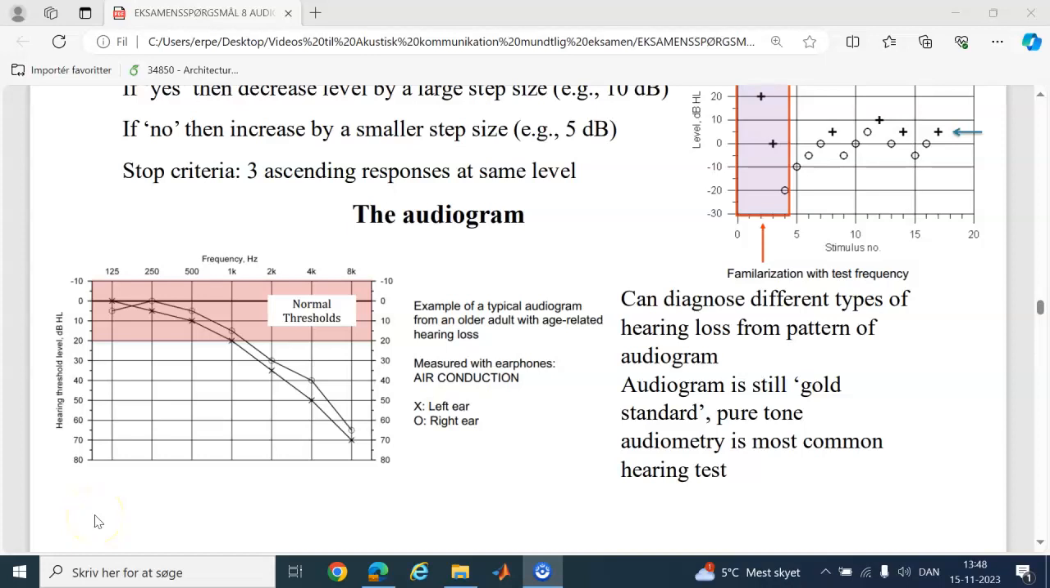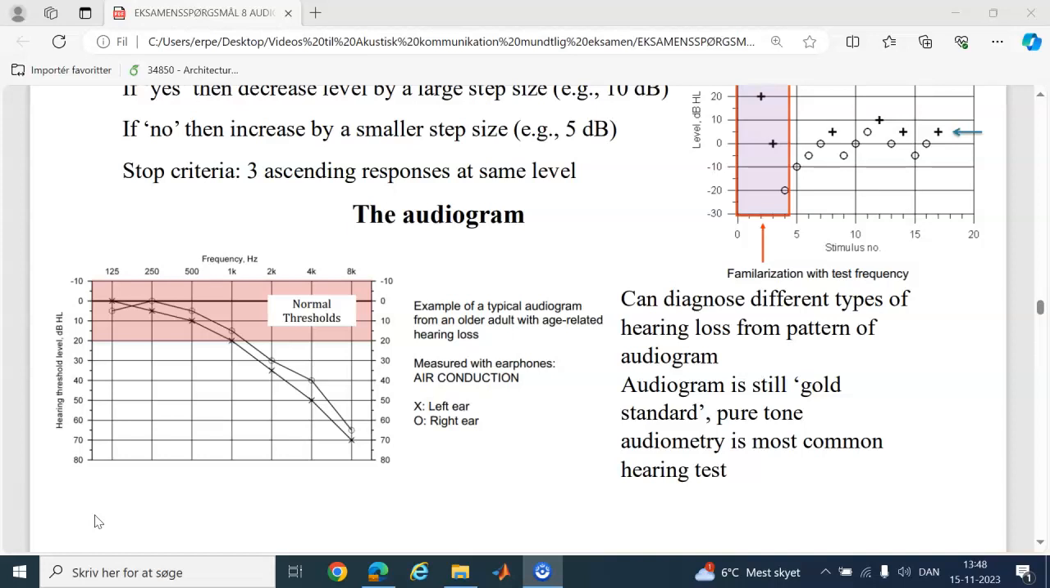Part 2. The audiogram again. The normal thresholds lie between -10 dB hearing loss and 20 dB hearing loss for all frequencies. The hearing loss is increasing for elderly people. Here is an example of a typical audiogram from an older adult with age-related hearing loss.